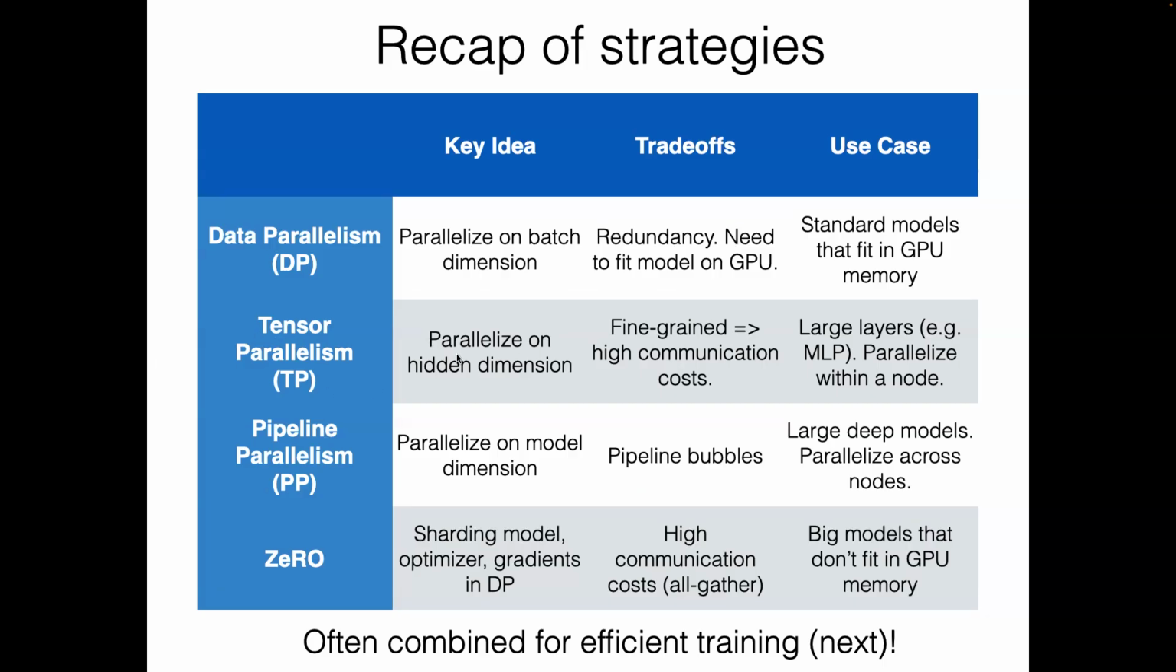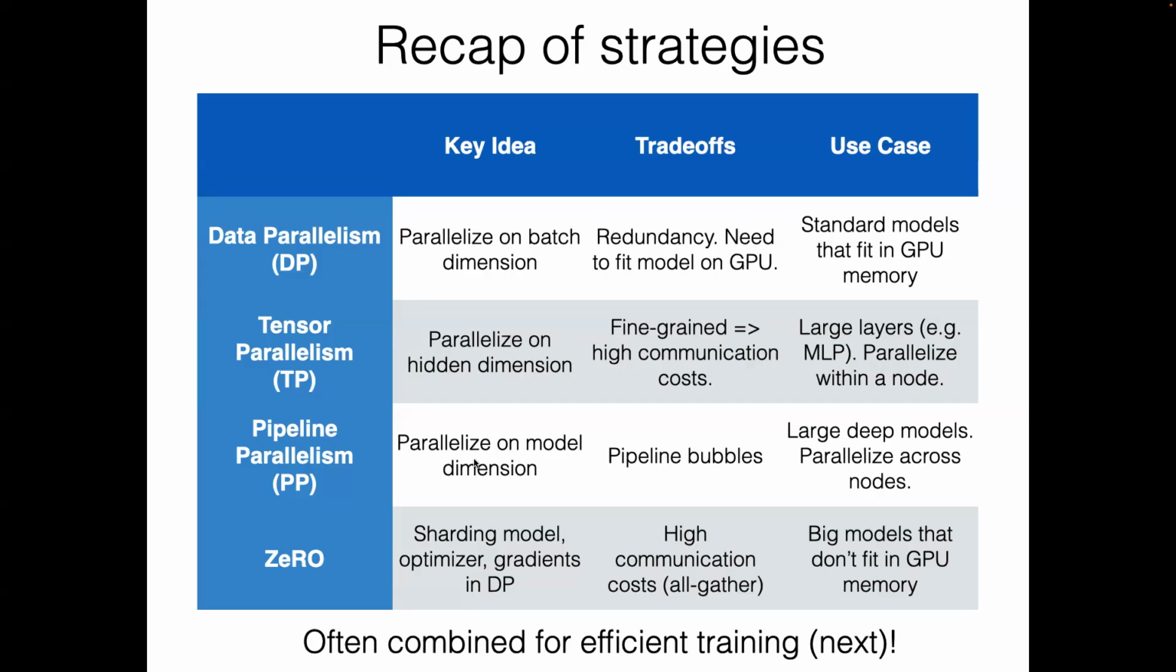With tensor parallelism, you have to actually go in and split up these tensors. You can think of this as being on the hidden dimension. It does have these individual communication costs as you're performing the forward pass. But it can still be beneficial if you have very large layers and if you're using the fast interconnect within a given node.